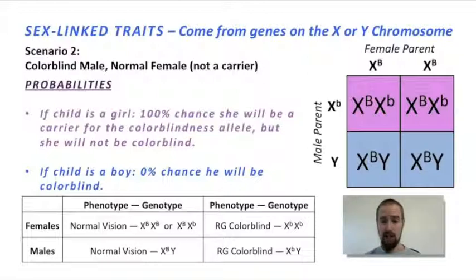But since all females inherit their second X chromosome from their father, and since their father, in this case, carries a recessive color blindness allele on his X chromosome, there is a 100% chance that a female child produced by these parents would be a carrier for the color blindness allele.